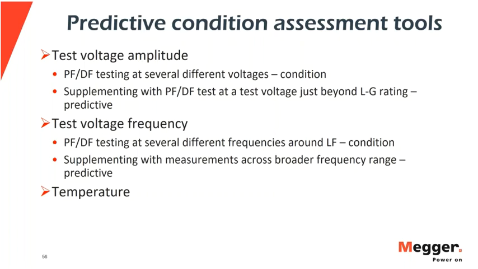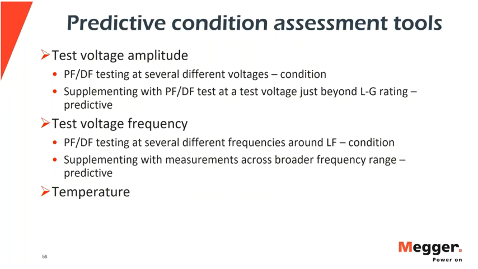But if you supplement that, and I'll show you a slide next, with a power factor test that goes just beyond the line-to-ground rating of the asset, if you're comfortable doing that, then that gives you a predictive component: not just the condition of the insulation, but maybe what's to come in the future. The same thing happens with the test voltage frequency. Since we're doing offline measurements in a controlled test environment, we're lucky to have the ability to change all of these amplitudes and frequencies at will with our applied test voltage that sets up the electrical fields around our insulation.